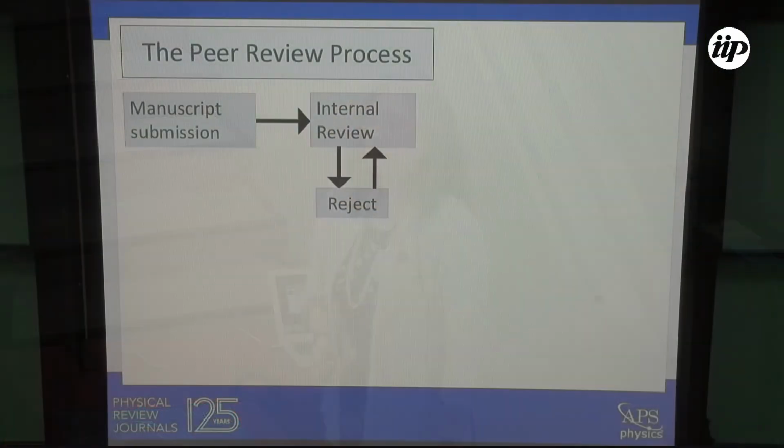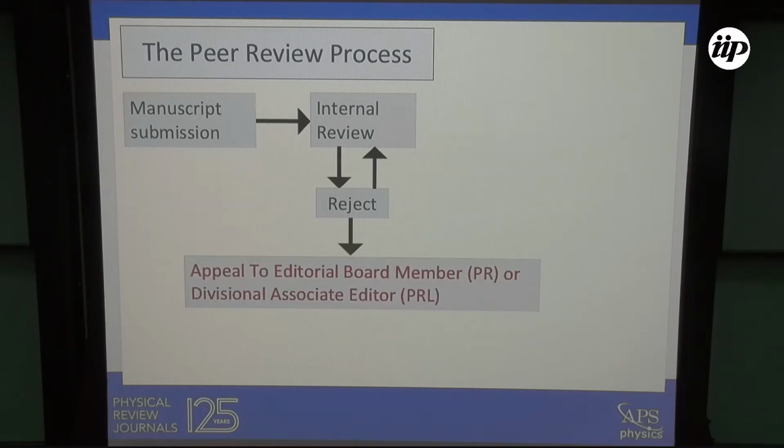So this internal review that we do, we decide whether we're going to reject it. If we do reject it, you can always resubmit. The Physical Review has a transparent peer review process. We will always reconsider. If you have arguments, if you think we made a mistake, we'll always listen. If we reject it again, you do have recourse.